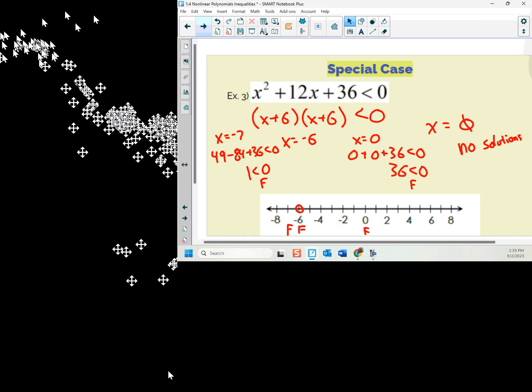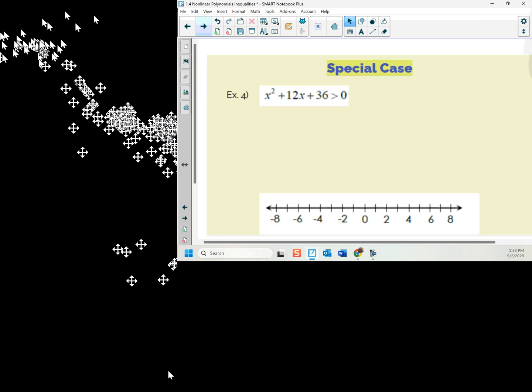With that same idea, just to come full circle and make sure everyone's understanding what's going on here, let's do the same thing but greater than 0. It may be obvious to some of you, but let's go ahead and do it. We have x plus 6 times x plus 6, this time greater than 0. That means x equals negative 6 is a critical point that is false. I'm going to circle that and say it's false.